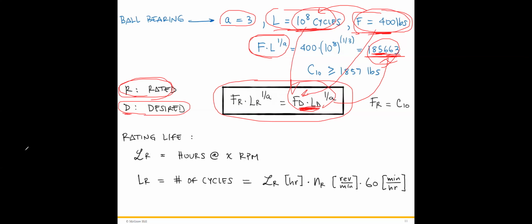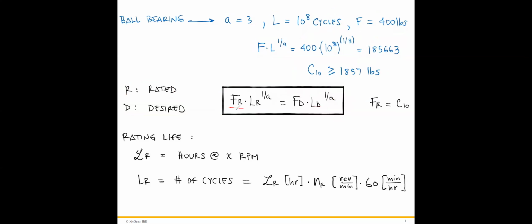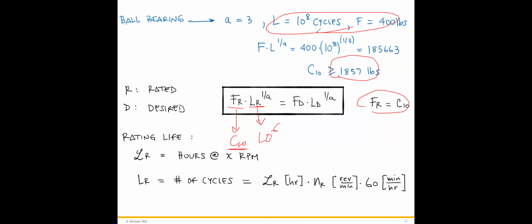And then we usually define the FR as C10, right? And the LR is 10 to the 6. Therefore, we can figure out what C10 is. What's the C10? C10 equals 1,857 pounds. Therefore, if these two, load and life, are what we desire, we can check the catalog from the manufacturer to see whether its C10 is greater than this number.